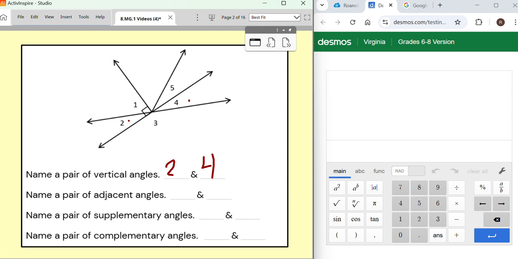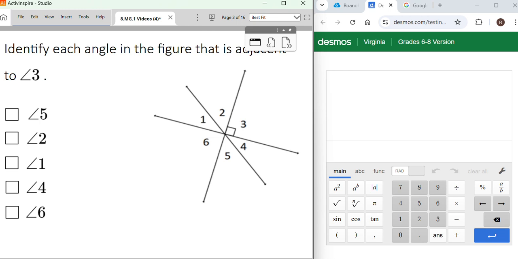I'm also going to name a pair of adjacent angles. There are several pairs of adjacent angles, but I'm just going to choose 4 and 5 because they share that side right there. Then I'm going to look for a pair of supplementary angles. There is a pair: angles 2 and 3. So this line right here, angle 2 and 3, form a straight line, which is 180 degrees. And then complementary angles are the ones that have the box in the corner, and together they equal 90. So in this picture, it's angles 1 and 2.